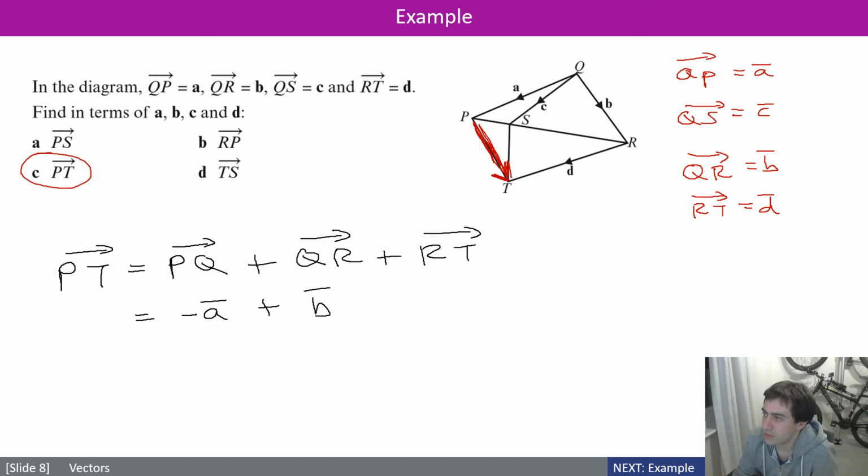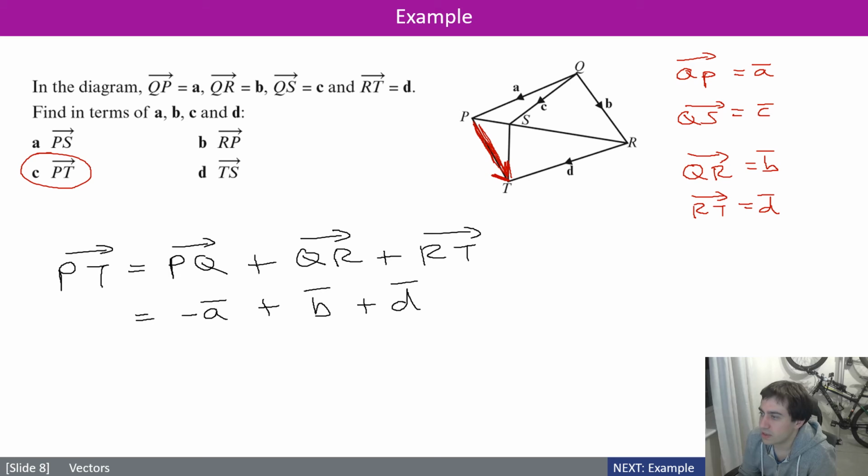RT, that's D, and that's it, you've got the answer. Okay, so PT is minus A plus B plus D, or B plus D minus A. Again, the order doesn't matter. Okay, let's do one more.